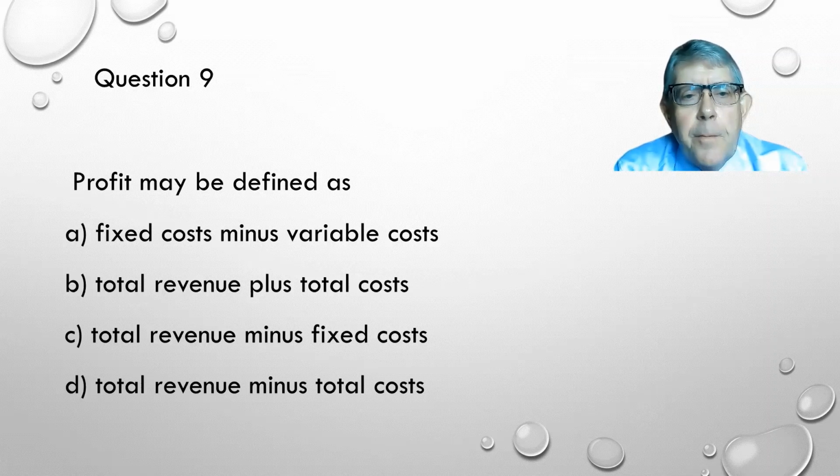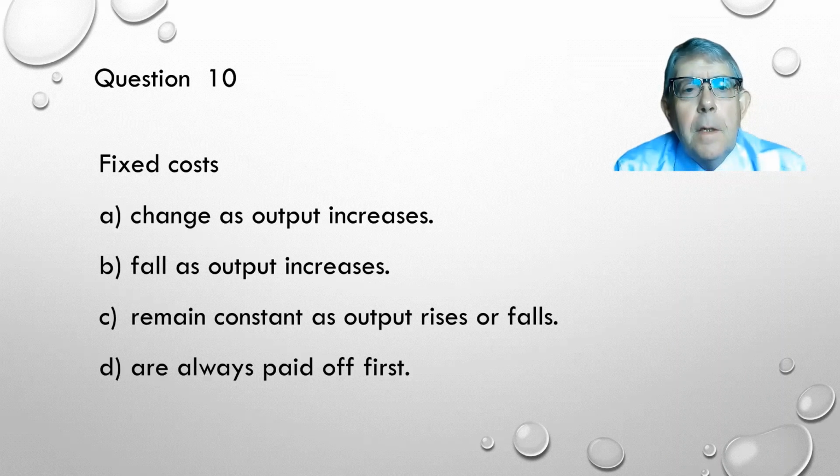Question 9. Profit may be defined as A, fixed cost minus variable cost. B, total revenue plus total costs. C, total revenue minus fixed costs. Or D, total revenue minus total costs. Question 10. Fixed costs. A, change as output increases. B, fall as output increases. C, remain constant as output rises or falls. Or D, are always paid off first.